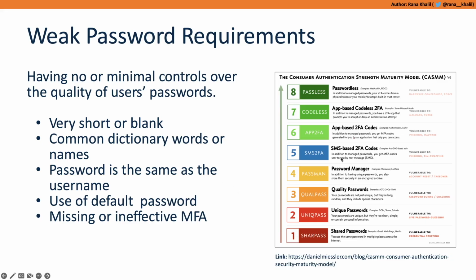And then it goes all the way to passwordless, which is that you've got managed passwords. Your 2FA comes from a physical token or your mobile desktop's built-in trust center. So over here, it leaves you vulnerable to hardware compromise, which is really difficult to perform. You actually need to gain access to the user's physical devices in order to be able to compromise the user's account. I would say to be secure in today's landscape, you have to be level 5 or even I would argue level 6 and up.